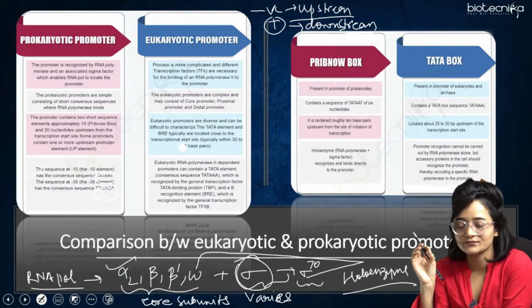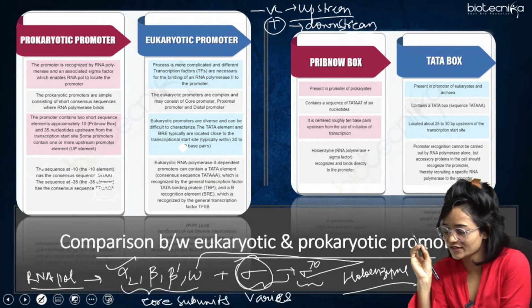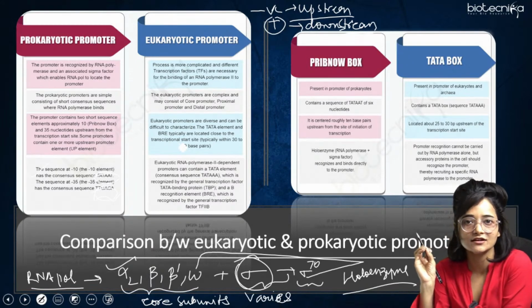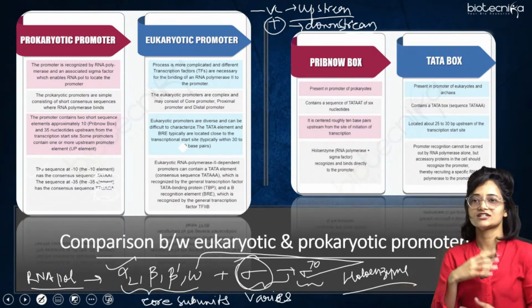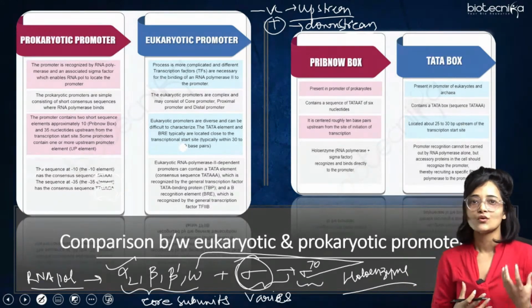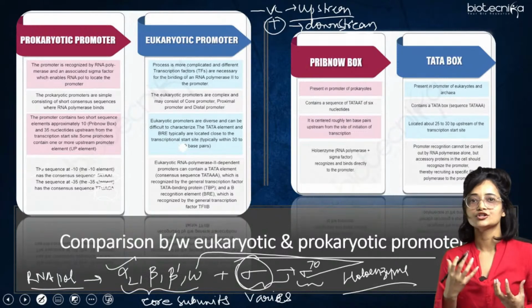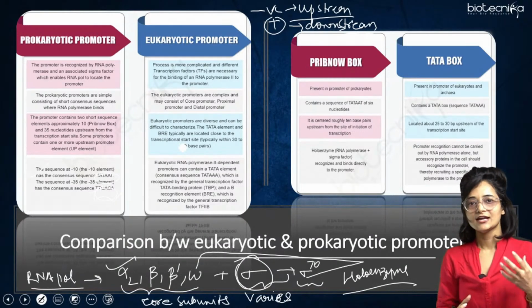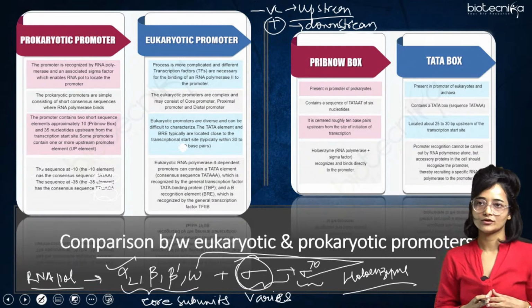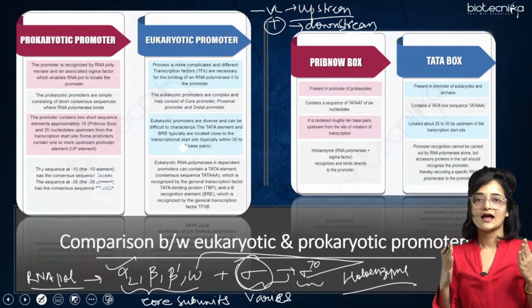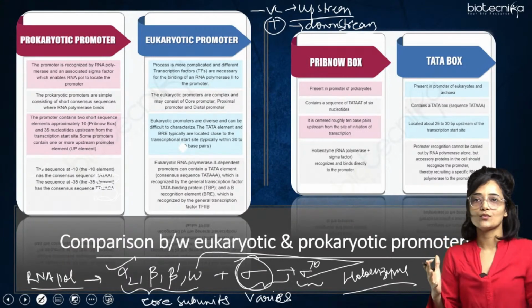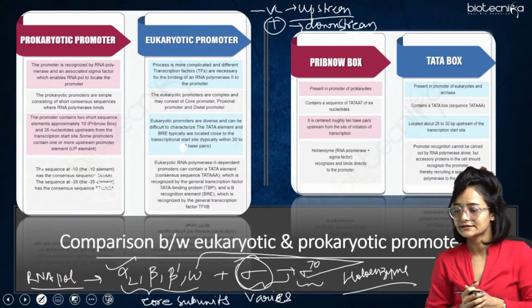And then comes the B recognition element, which is known as the BRE. The full form of BRE is B recognition element, which is recognized by the general transcription factor TFIIB. When the transcription factors come one by one, transcription factor IIB binds to the BRE region of the core promoter, right? All these things are very important for you to learn and to understand the major difference between the prokaryotic and eukaryotic promoter region, right?